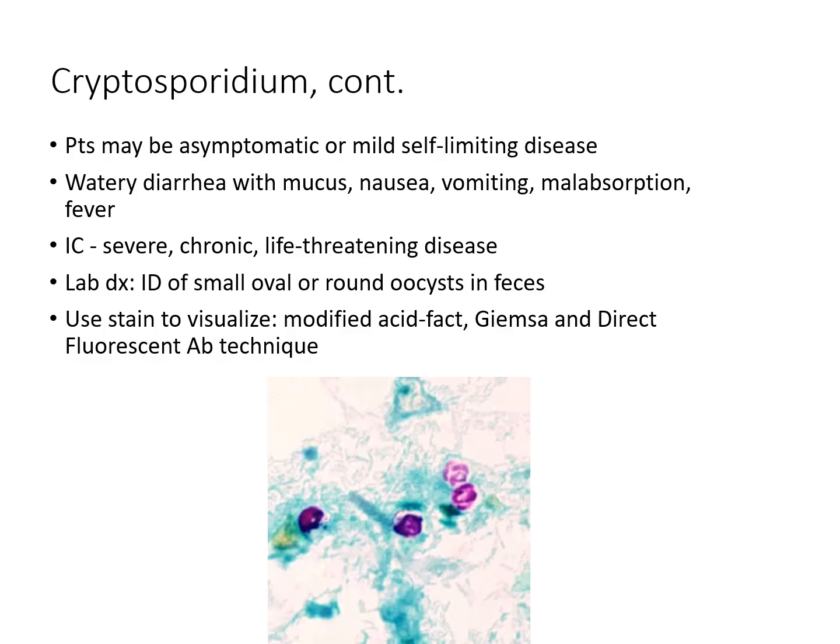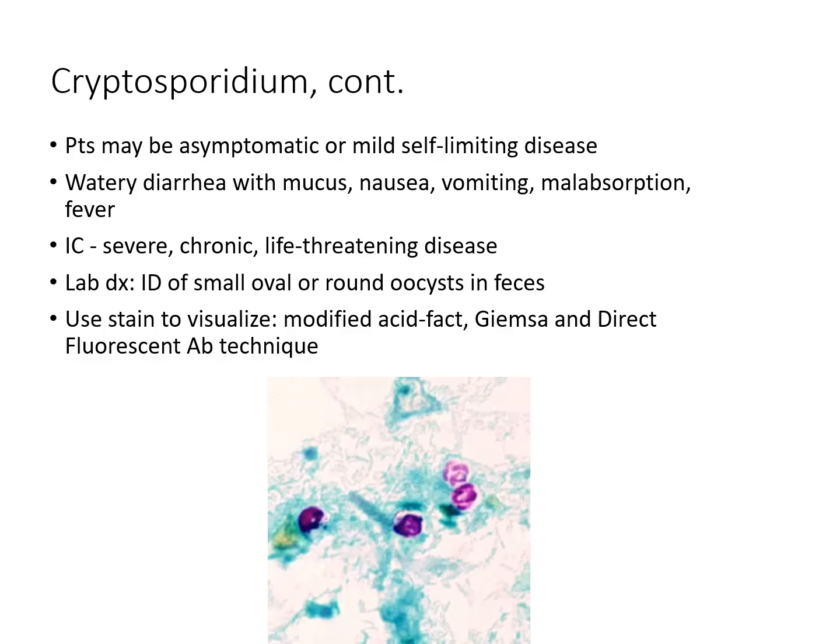For the Giemsa stain, although less sensitive than the acid-fast staining, Giemsa can be used to detect oocysts. On the Giemsa stain, Cryptosporidium oocysts appear as round to oval bodies with a basophilic, that is blue to purple, cytoplasm. This stain is helpful when parasites are seen within intestinal epithelial cells or when multiple parasite types are being investigated in the same sample.